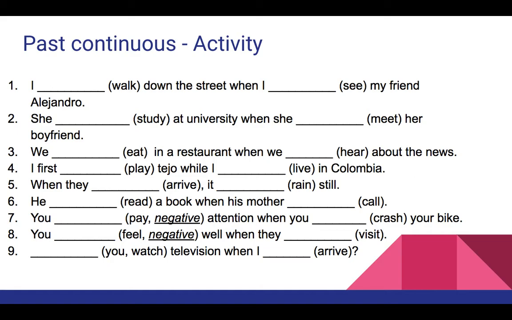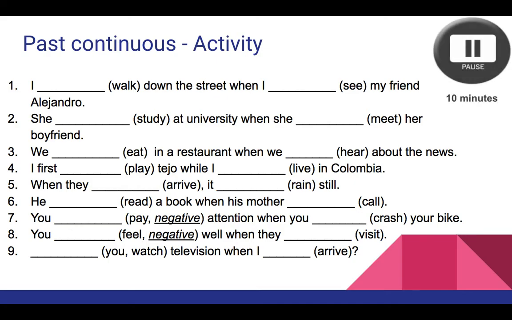So for example, number 1, I something down the street when I something my friend Alejandro. I was walking down the street, past continuous, when I saw my friend Alejandro. Okay, so in each sentence, one verb in past continuous and one verb in past simple. You've got 10 minutes to do this activity. So if you pause the video, do the activity, and then we'll look at the answers.